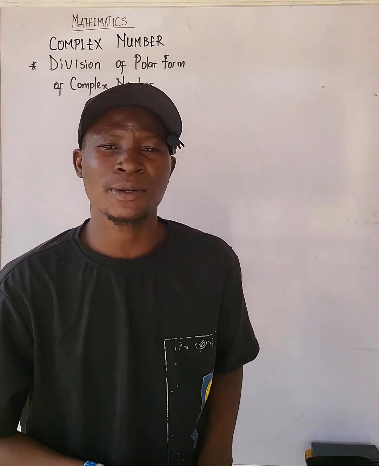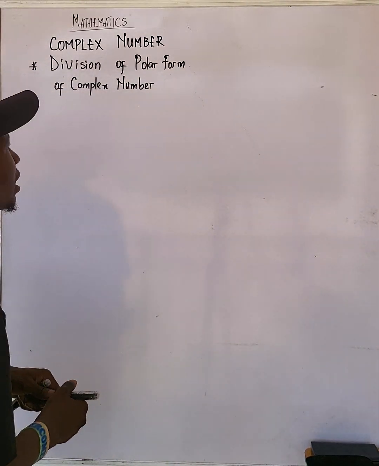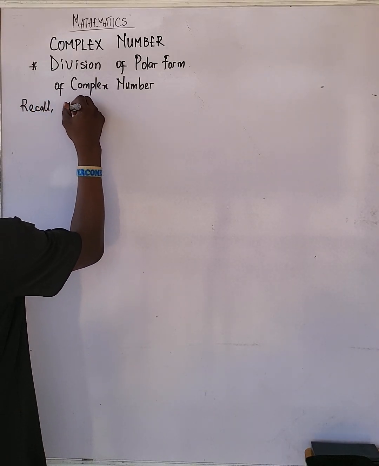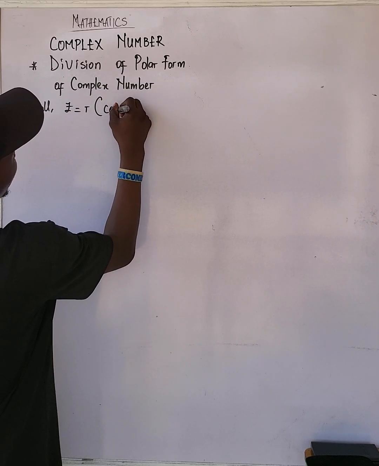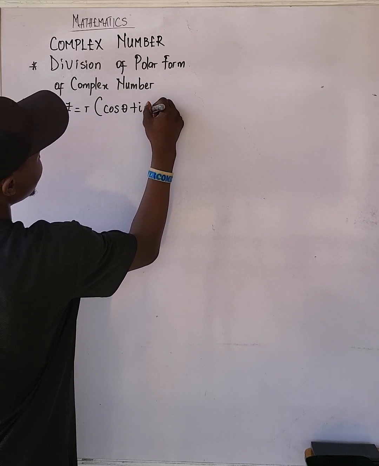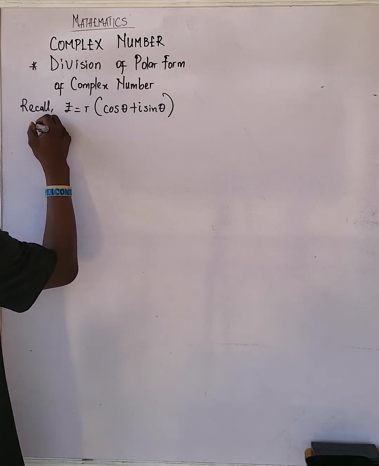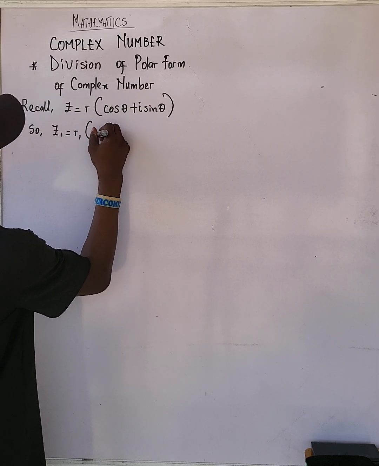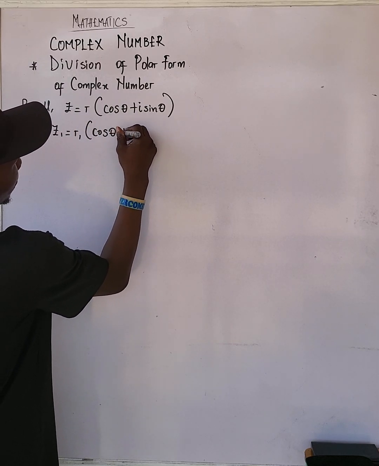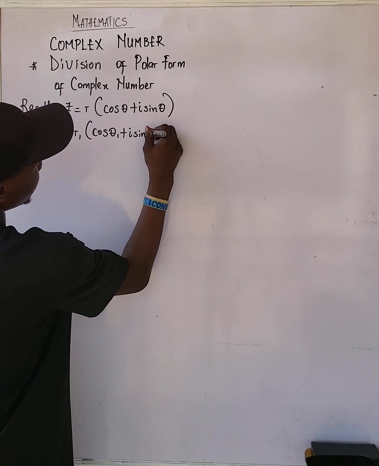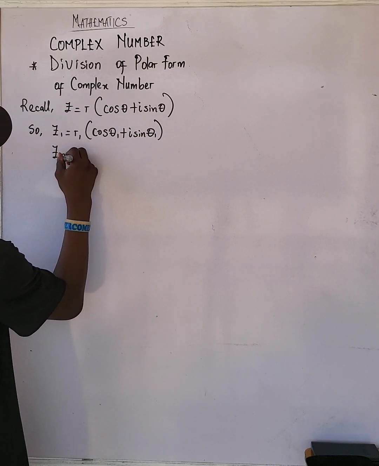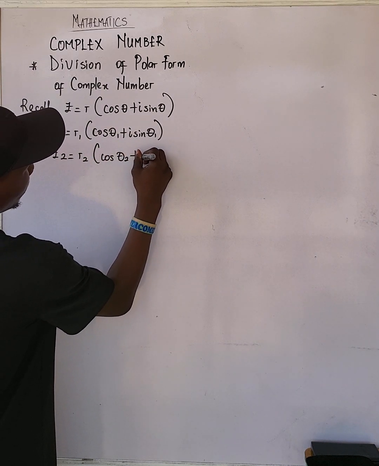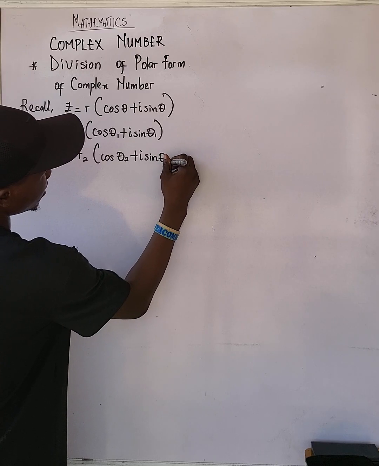Welcome back. So still on complex number, we are moving to division of polar form of complex number. Now, recall that when you have z equals r(cos theta plus i sin theta). So z1 will be equal to what? r1(cos theta 1 plus i sin theta 1). Then z2 will be what? r2(cos theta 2 plus i sin theta 2).